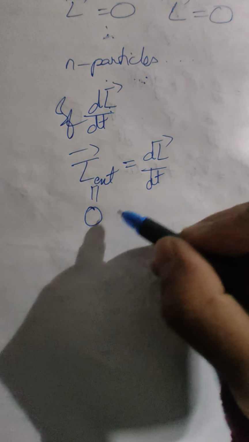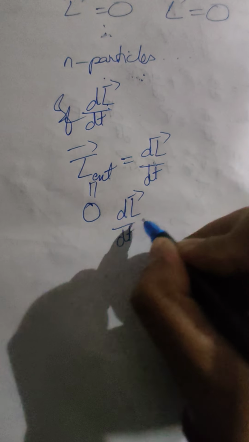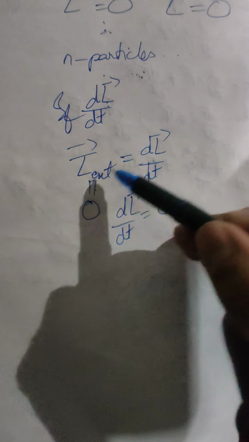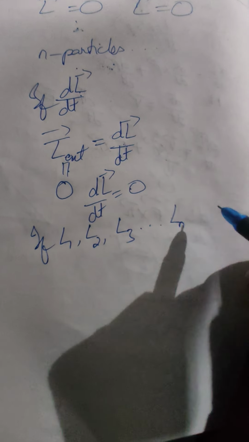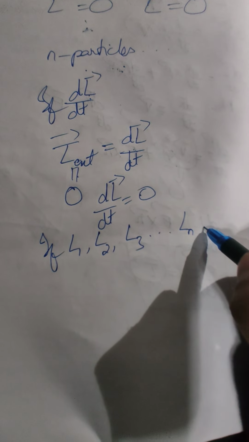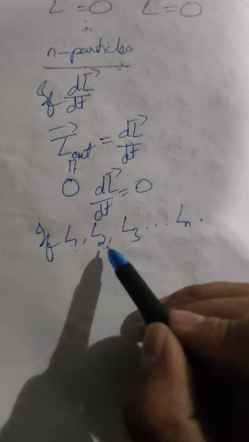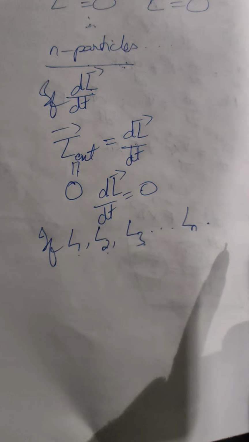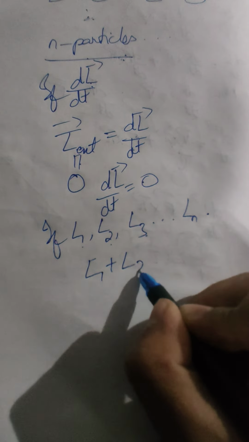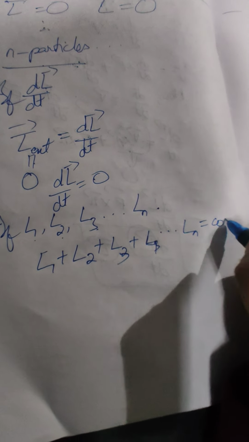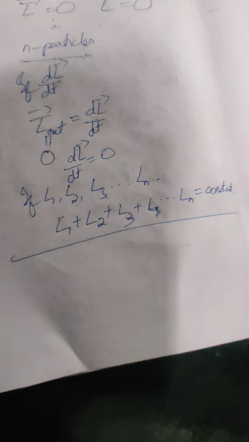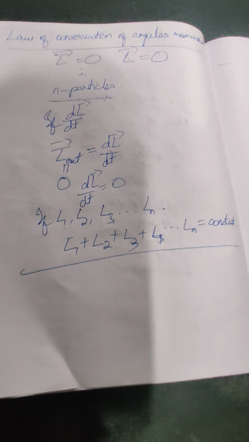But in case the external torque on the system is 0, what does that mean? It means that dL/dt will be 0, right? Now if L1, L2, L3 up to Ln are the angular momentums of the different particles, like I said, there are n particles, then the sum of the angular momenta, L1 plus L2 up to Ln, will be constant. So this is just a simple mathematical representation of the law of conservation of angular momentum.